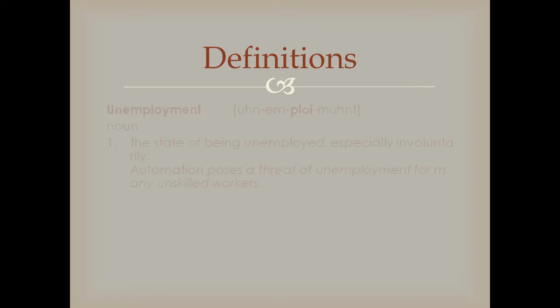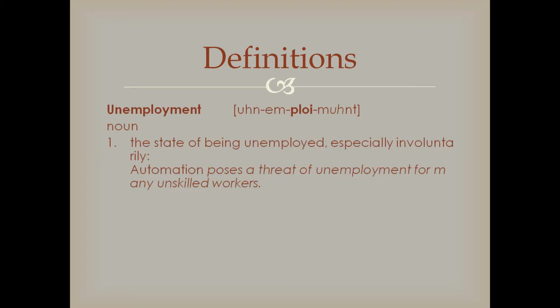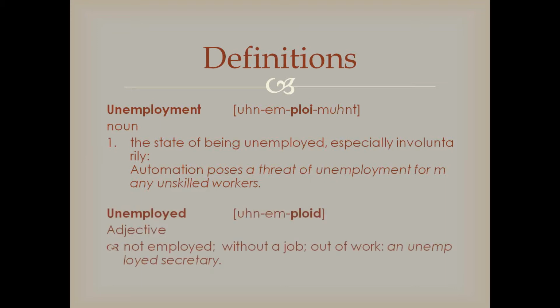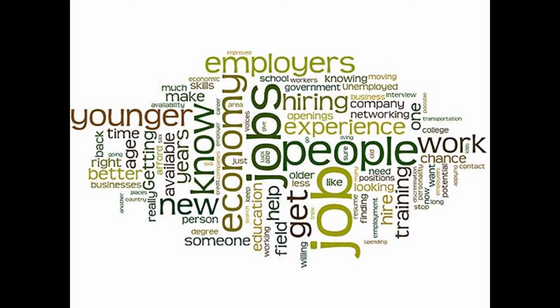The dictionary defines unemployment as the state of being unemployed, especially involuntarily, whilst it describes unemployed as without a job or out of work. People are classified as being unemployed if they do not have a job, have actively looked for work in the previous 4 weeks, and are currently available for work.